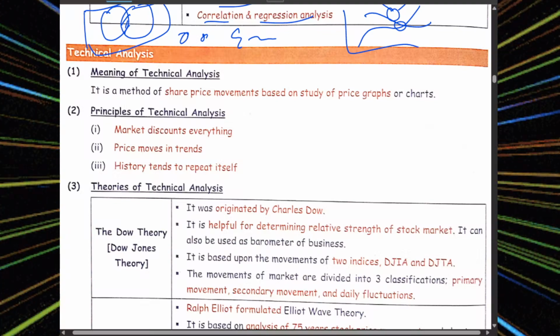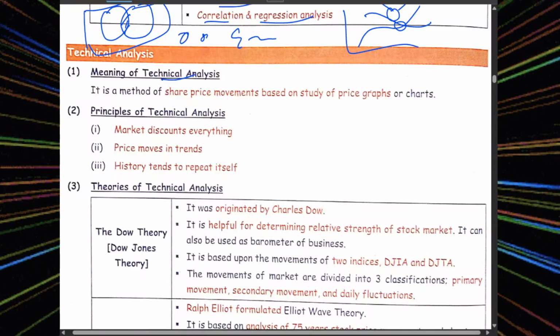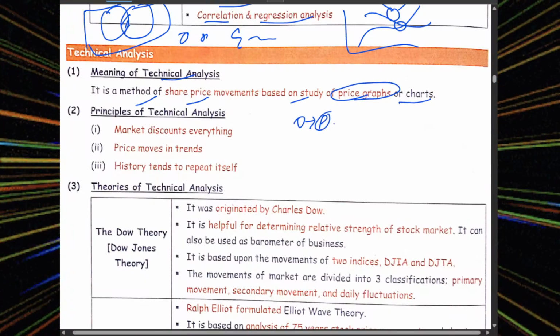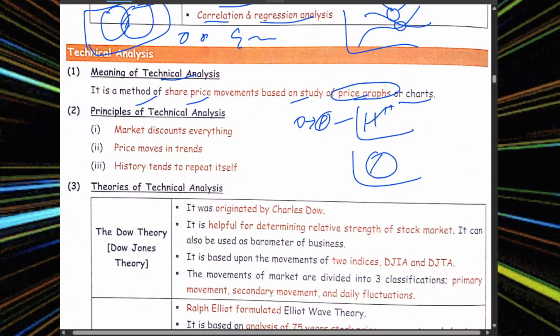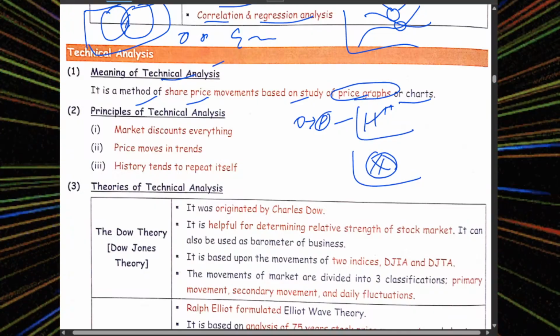So next we're going to see about technical analysis. What is technical analysis? Technical analysis is the method of studying share price movements based on the study of price graphs or charts. Whatever the price of the product is, they will put it on a graph. On that graph, they will see how the price is going, and they will put some charts and see what is happening. So these are the things we should see in technical analysis.